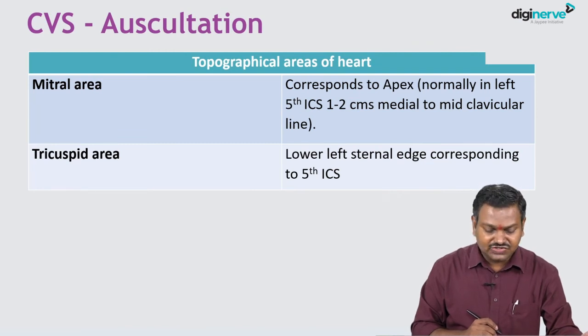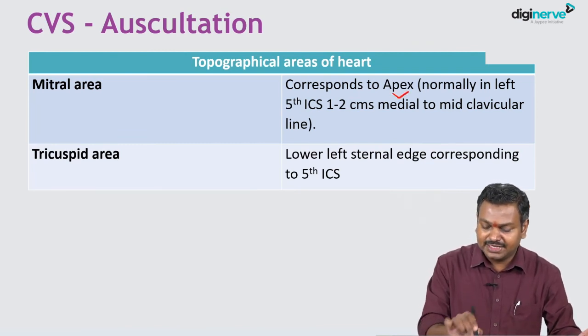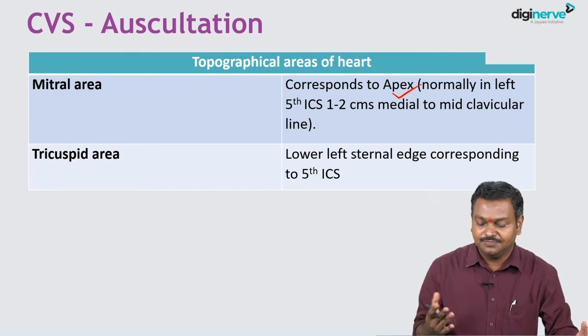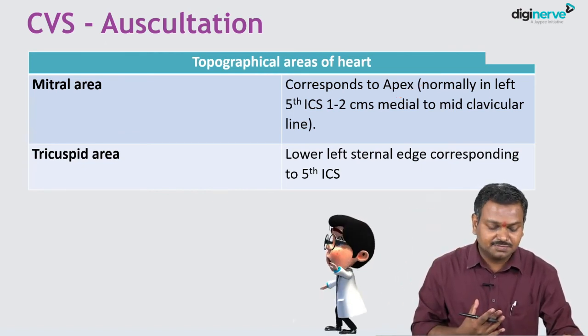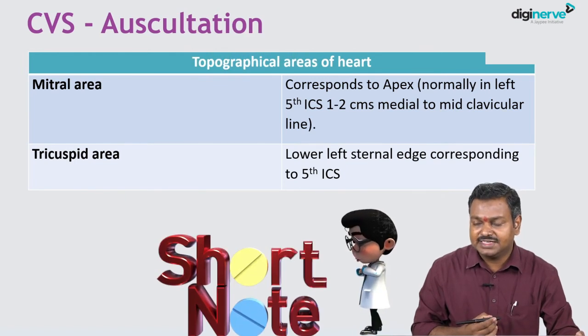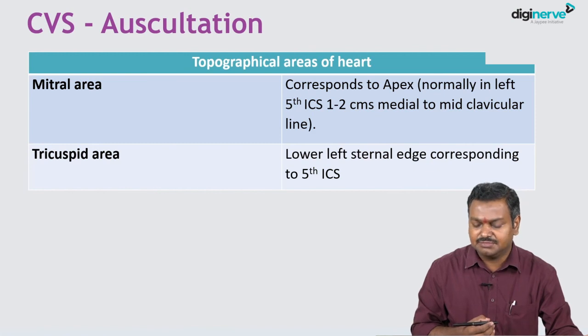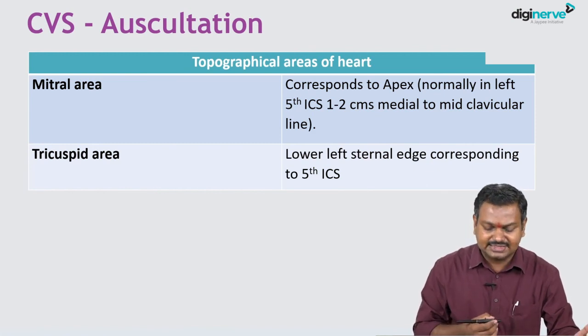Topographical areas we have discussed already. The mitral area corresponds to the apex. Remember, the mitral area is not fixed. Wherever the apex is, it goes there. The apex is normally in the fifth intercostal space, 1 to 1.5 centimeters or half an inch medial to the mid-clavicular line, or 10 centimeters from the mid-sternal line. That's where the mitral area is.